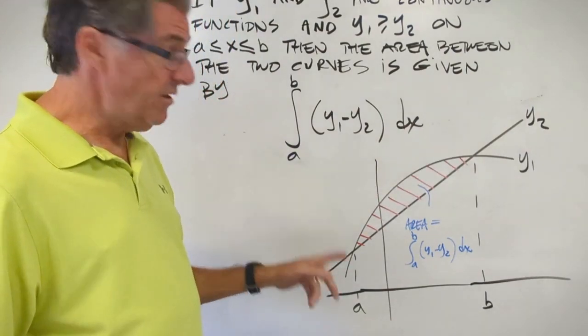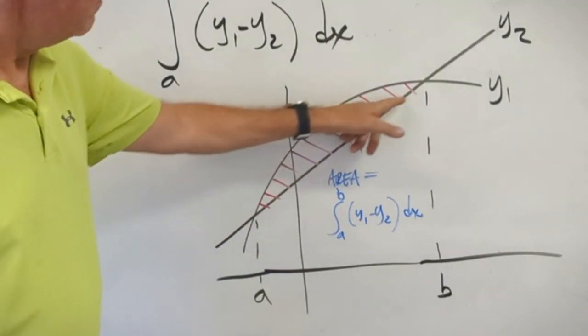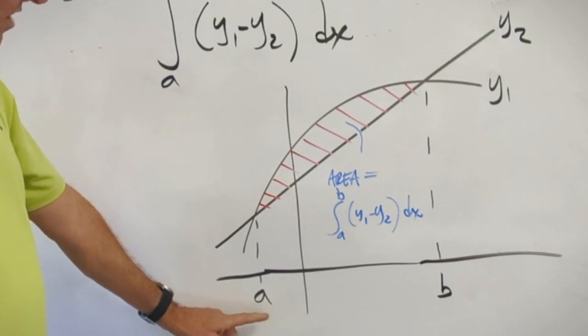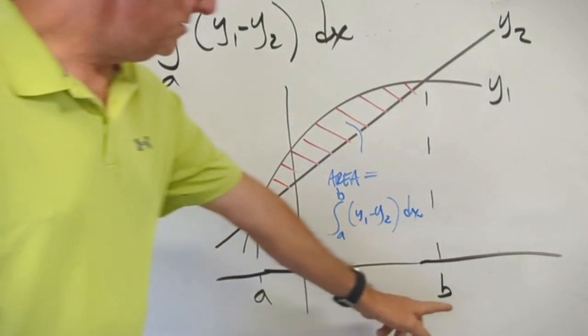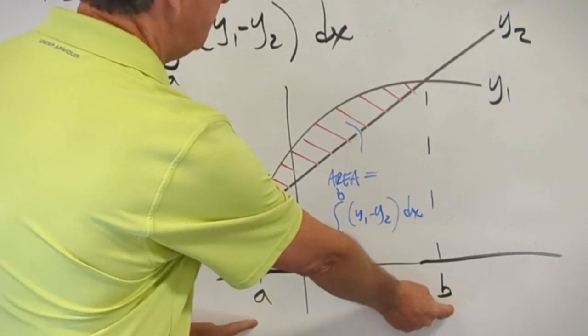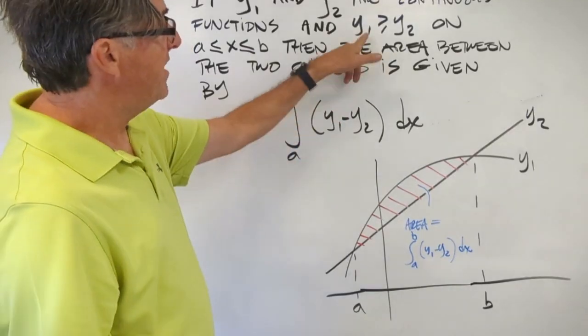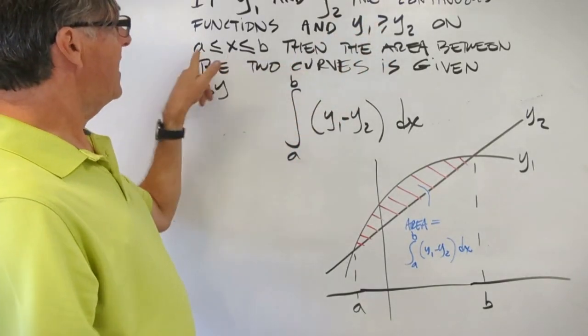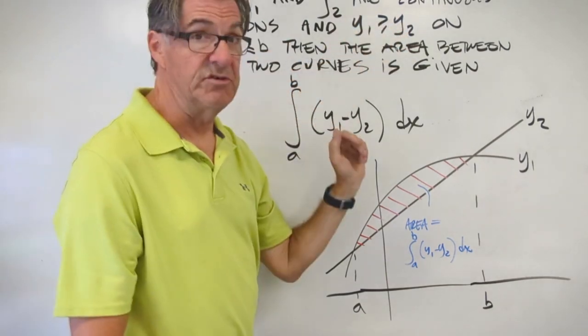And so the area that we're after is the shaded region between the 2 curves, and that's on the interval from A to B. Now you'll notice that it fits the condition because between A and B, y1 is bigger than y2. So on A to B, y1 bigger than y2.